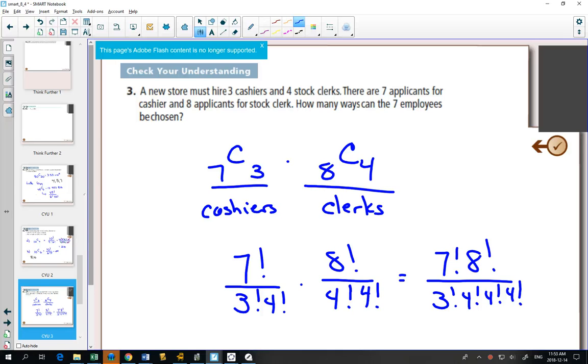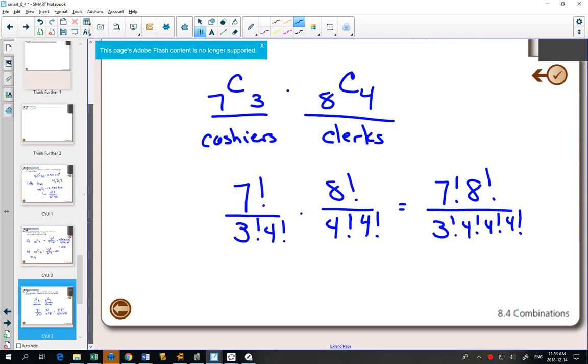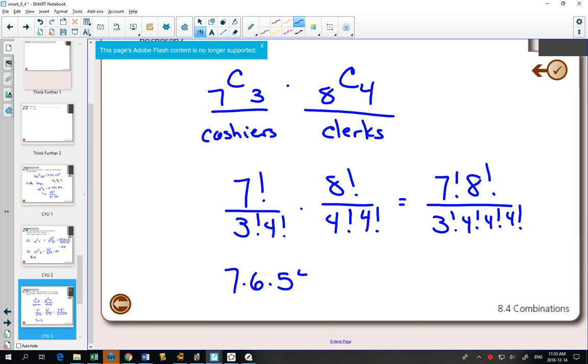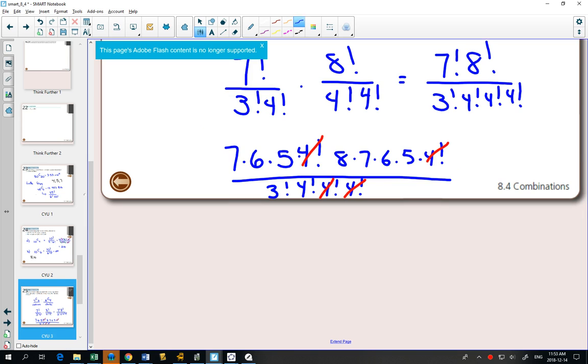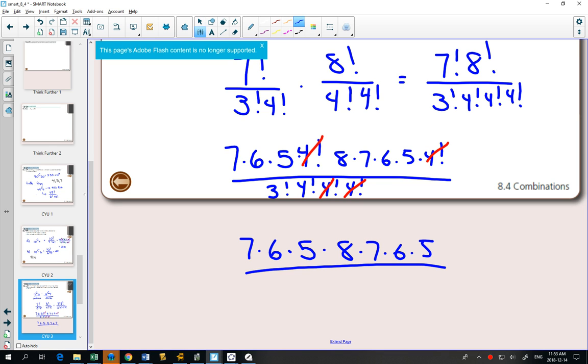If it was non-calculator, I'd cancel all those things out. You could start canceling and see if it ends up in mental math stages. Do you want to do it just for fun? If I expand 7 factorial until I get to 4 factorial, and if I expand 8 factorial until I get to 4 factorial, I have on the bottom 3 factorial, 4 factorial, 4 factorial, 4 factorial. Those 2 4 factorials would cancel out. Then I have 7 times 6 times 5 times 8 times 7 times 6 times 5 left on top. And here on the bottom I would have 3 times 2 times 1 and 4 times 3 times 2 times 1.